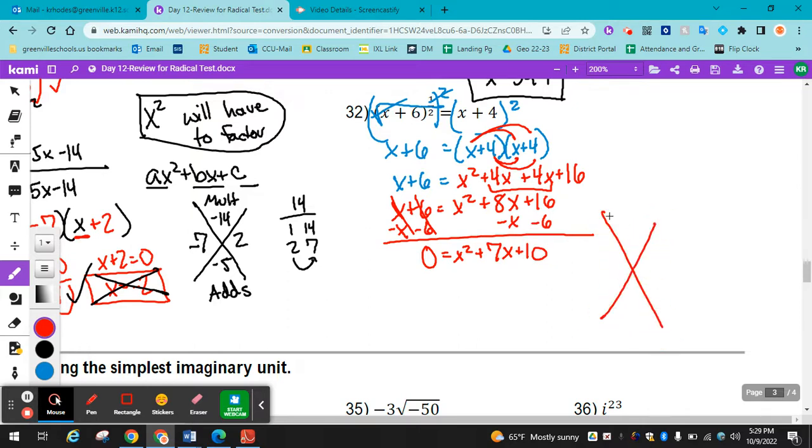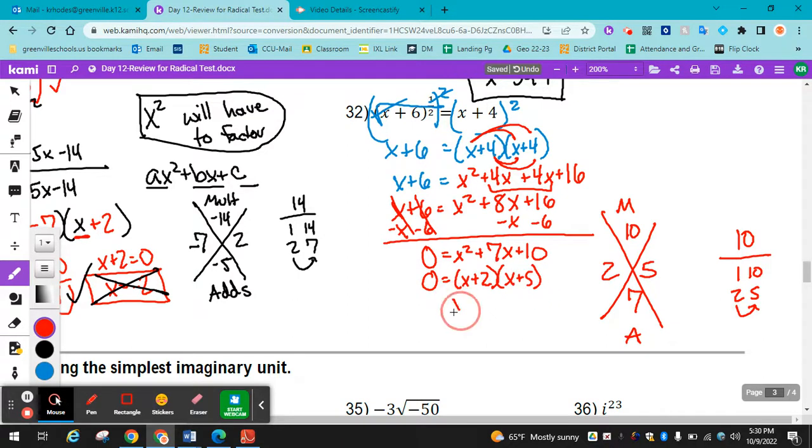All right, well, multiplies to our constant and adds to our coefficient of x, 7. Well, multiplies to 10: 1 and 10, 2 and 5, 3, no, 4, no. My next number is 5, so it's one of these. Obviously, 2 and 5. x plus 2, they're all positive, x plus 5. Set each equal to 0. And then plug them in to check them.